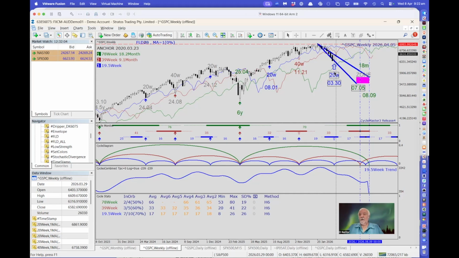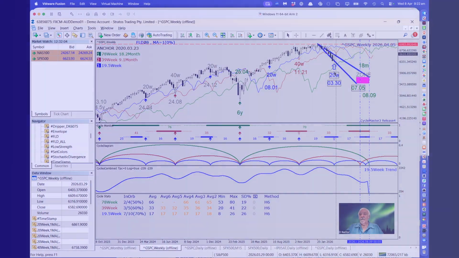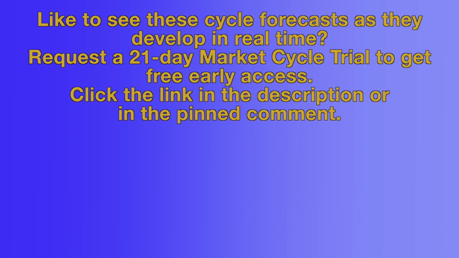After that, of course, once the 18-month low is made, there'll be a plunge into the 18-month low and then a bounce out the other side.